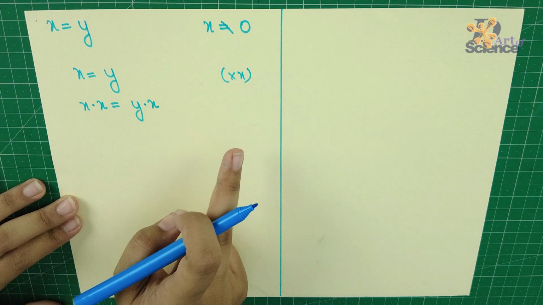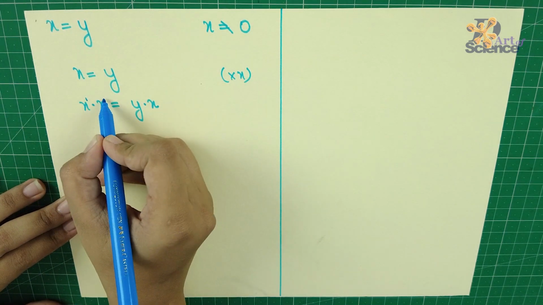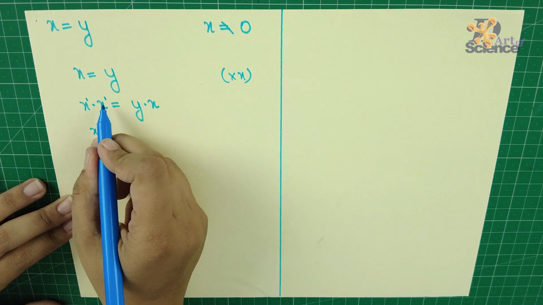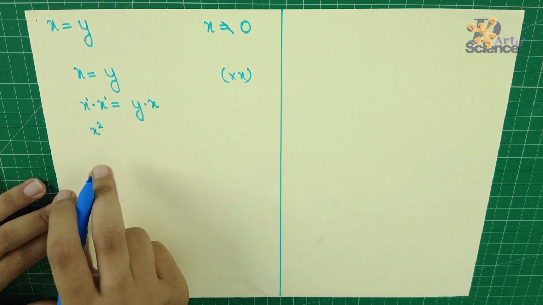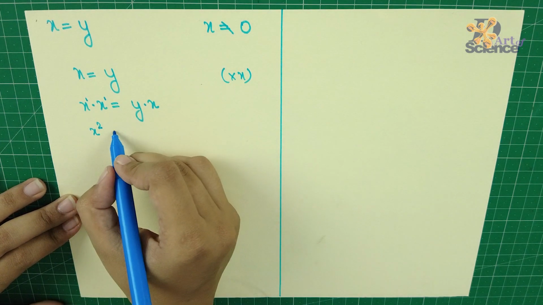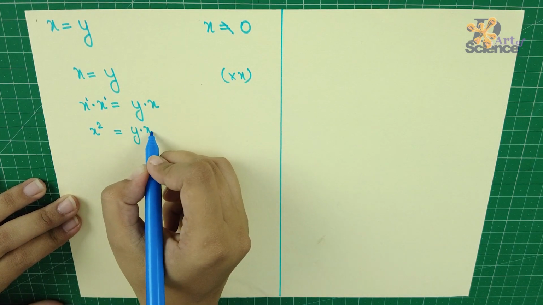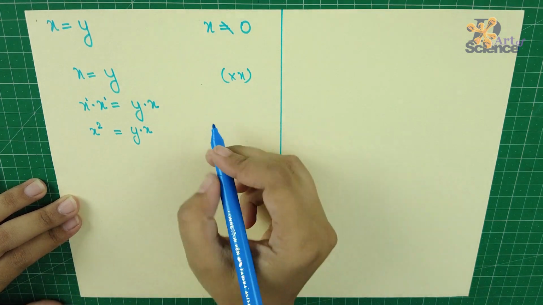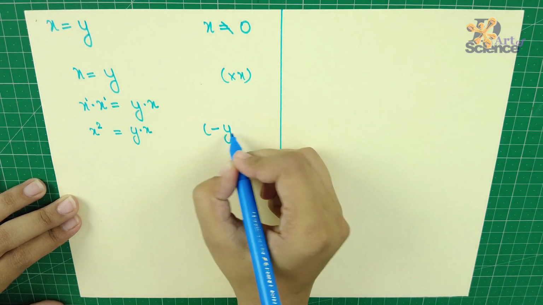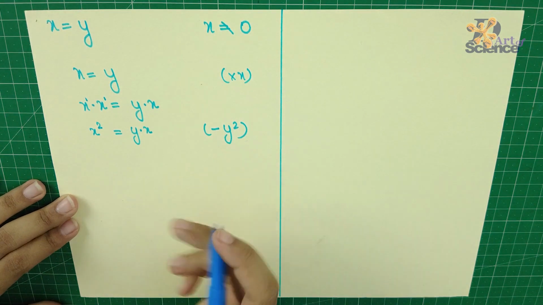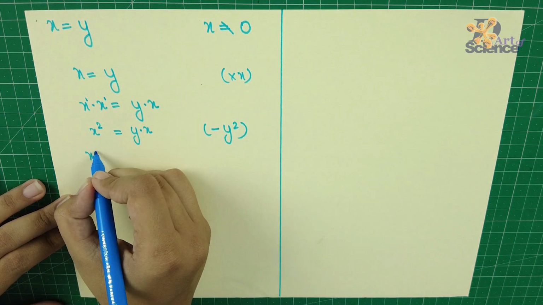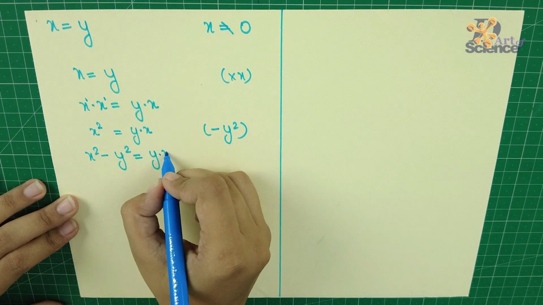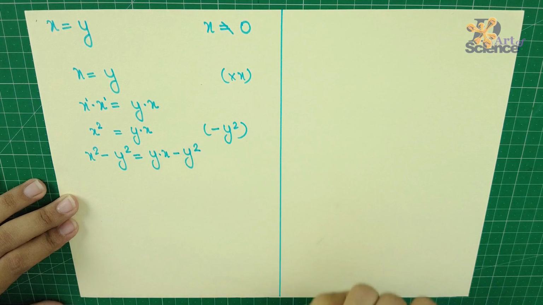Now according to the rules of algebra, x raised to 1 times x raised to 1 is x raised to 1 plus 1, which is 2. So we have x squared equals y times x. Now I'm going to subtract y squared from both sides, right? So we have x squared minus y squared is equal to y times x minus y squared.